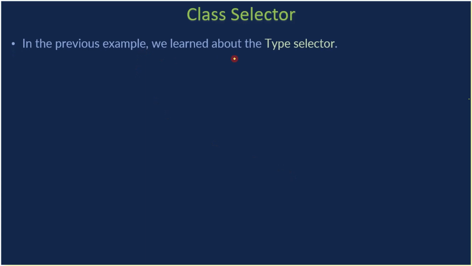So in the previous example, we learned about the type selector. We know that the type selector will select a specific type. Simply speaking, it will select a specific HTML element. If you want to apply the same rule to multiple HTML elements, you can separate the selectors with a comma. So previously we saw how we applied the same rule for h1, h2, h3 tags. All the tags were separated by commas.